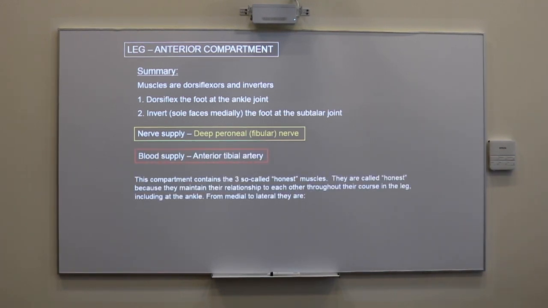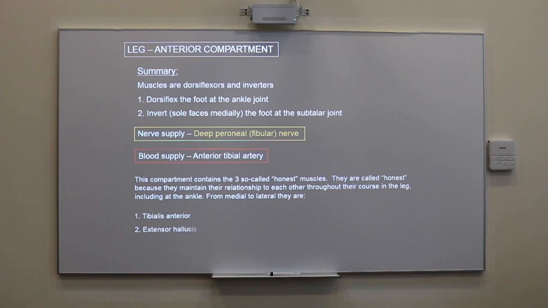This compartment contains three so-called honest muscles, and we call them honest muscles because they do not change their relationship. So we will see the three dishonest muscles in the leg also, but the three honest muscles in the leg are in the anterior compartment, that are tibialis anterior, extensor hallucis longus and extensor digitorum longus, and they will keep their orientation as they pass through the ankle joint.